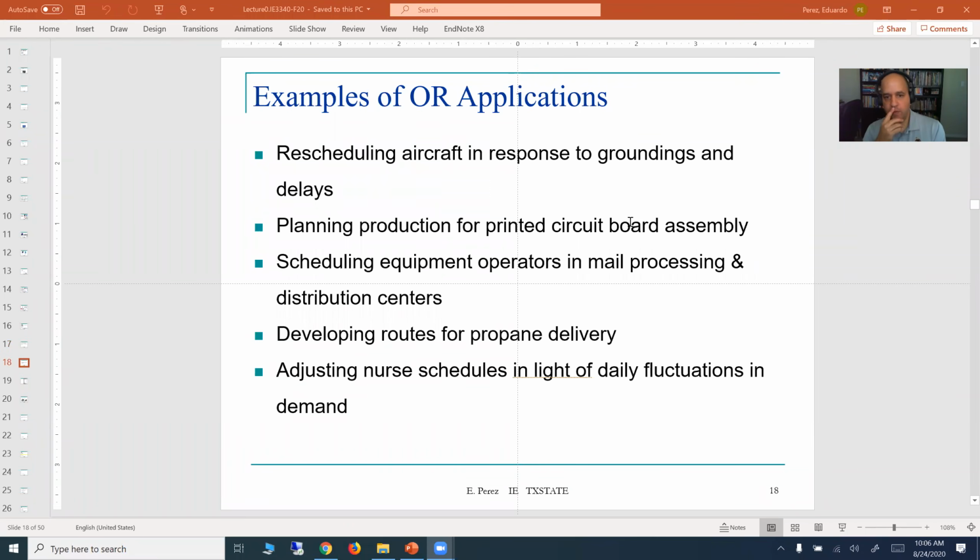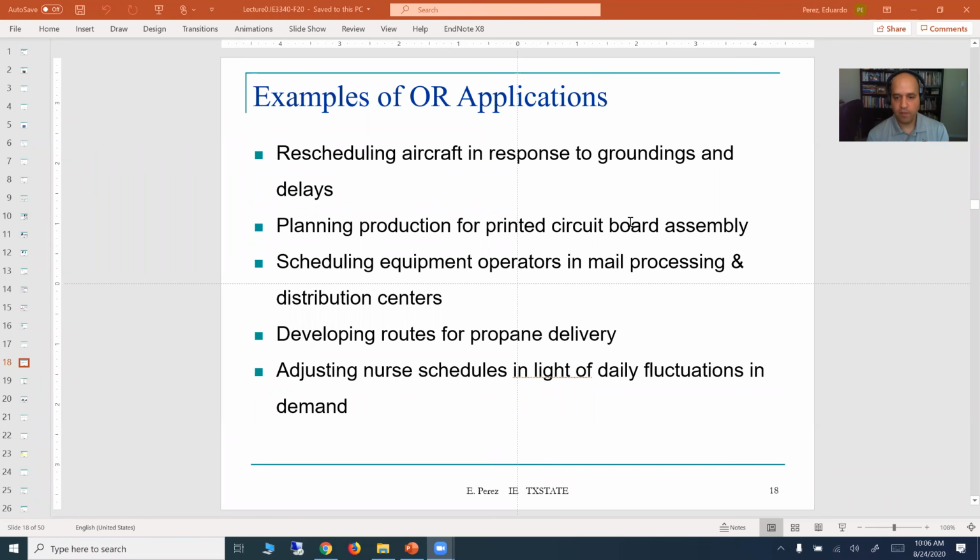Some of the examples of OR, operational research applications are here. Rescheduling aircraft in response to grounding and delays. So operational research is used a lot in airport planning, airplane scheduling, and airport planning for passenger input and output. So there's a lot of application when you look at airports.